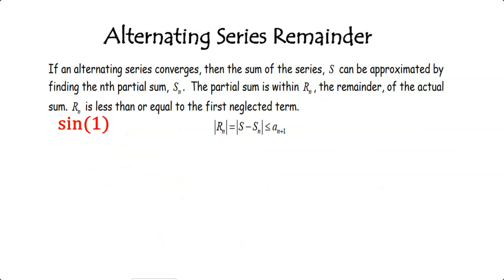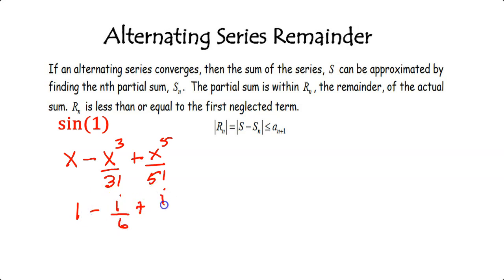Now, with an alternating series, you can actually bound the error by estimation a lot easier than with the Lagrange error bound. For example, the sine curve can be approximated with the odd polynomial x minus x cubed over 3 factorial plus x to the 5 over 5 factorial. And by putting a 1 in, I get 1 minus 1 over 6 plus 1 over 120.